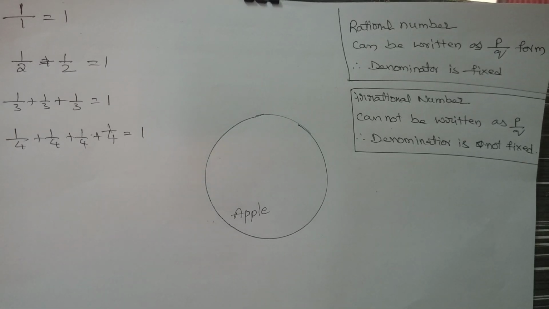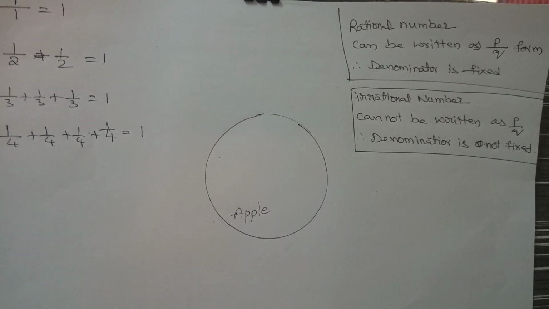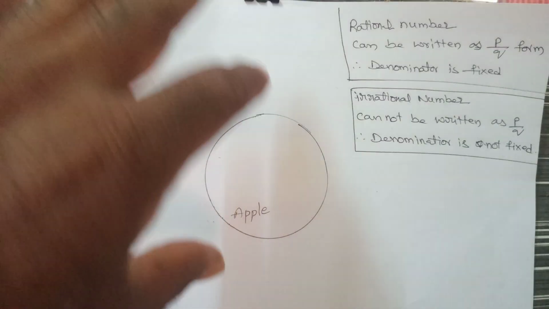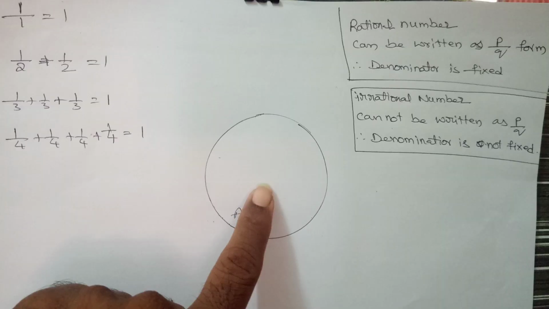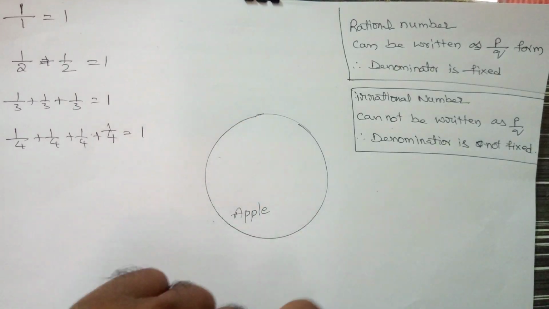Hello students, this is the difference between a rational and irrational number. Now I want to explain what is a rational number. Imagine this is an apple. It's a unit. It's one apple.